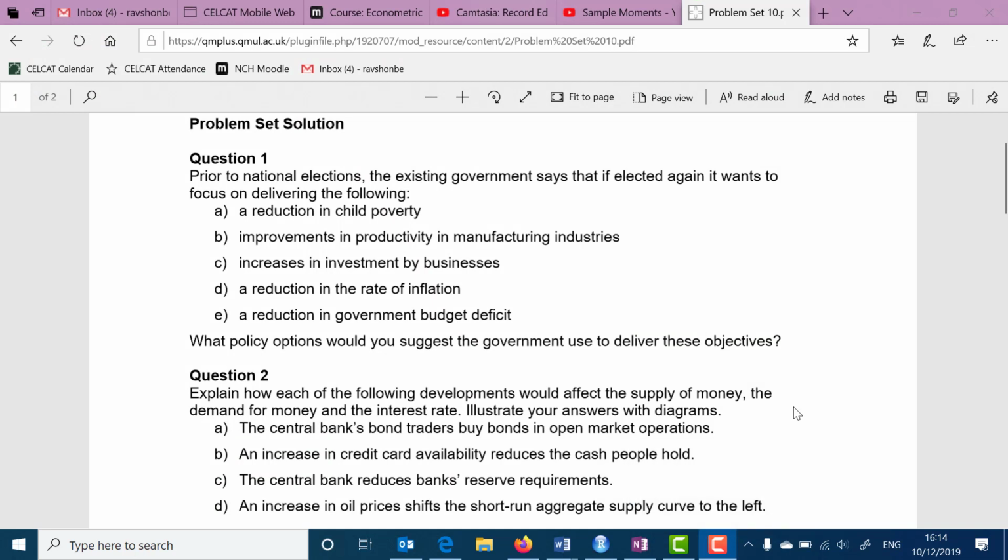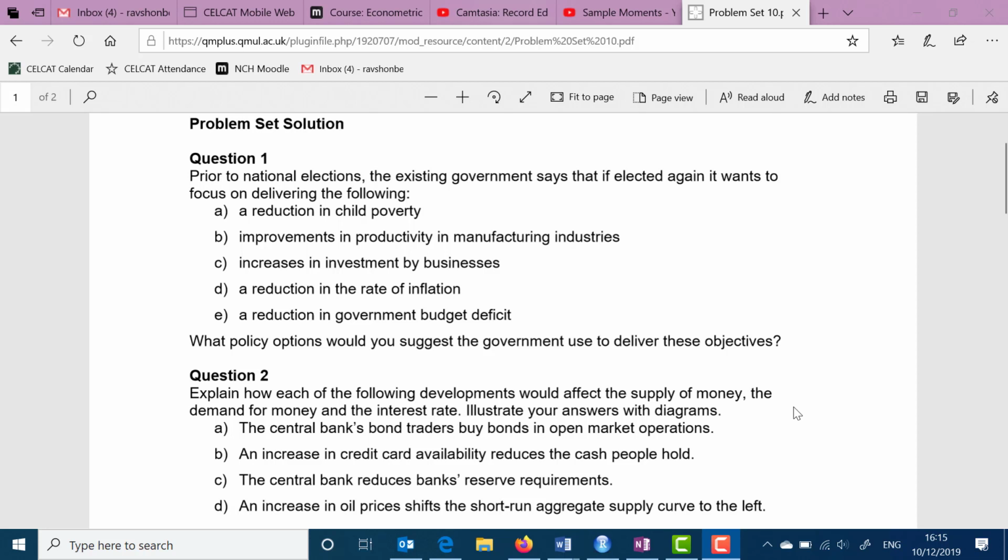So elections. Prior to national elections, the existing government says that if elected again, it wants to focus on delivering the following. So we need to work out what policies the government needs to implement in order to deliver these objectives. There are 2 or 3 types of policy that we studied: fiscal policy, monetary policy, and supply side policy. Yes, let's start with A, a reduction in child poverty.